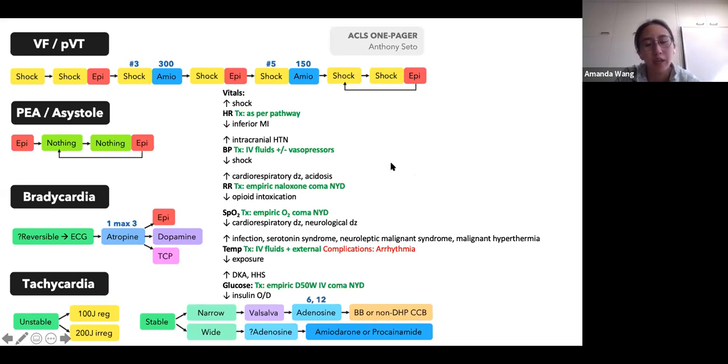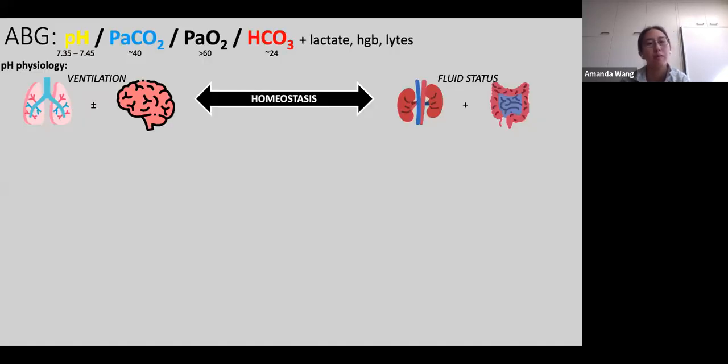So basically, when you're going through your ACLS protocol, your goal is not just to get ROSC. As you're working to get ROSC, you are trying to figure out what the cause of their presentation is. So you go through your H's and T's, right? You look for trauma, you look for things like hypoglycemia, hyperglycemia. The H's and T's are also on that ACLS protocol. I won't go through that in detail, but H's and T's are important to remember.